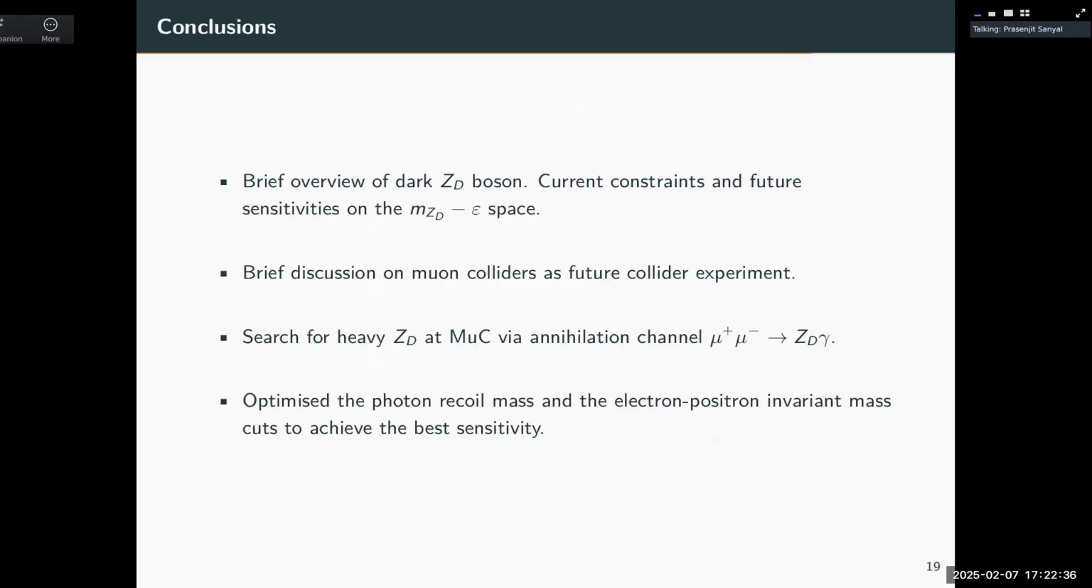Okay, so this is my conclusion. I have given an overview of dark Z, the current constraints from experiments, and the future sensitivities on the dark Z mass versus kinetic mixing parameter space. I had a brief discussion on the advantages and disadvantages of muon colliders, and I have discussed the searches for the dark Z at a muon collider via the annihilation channel, mu plus mu minus going to dark Z and photon. And we have shown that by optimizing the photon recoil mass criteria and the electron positron invariant mass cuts, we can achieve the best sensitivity at muon colliders. Okay, so that's it.